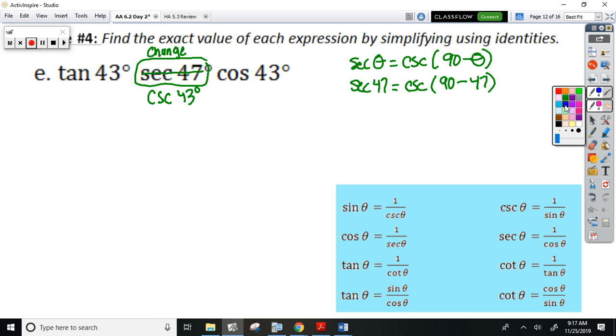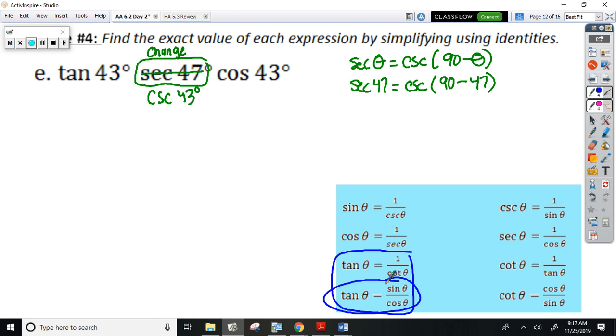All right, so now we need to change stuff to get it to match. Right now, nothing is even close to matching. So let's start with the tangent. Tangent, we have 2 options. We have 1 over cotangent, or we have sine over cosine. Since none of the other ones have a cotangent in it, I'm thinking let's start with the bottom one. So I'm going to change tangent of 43 to be sine 43 over cosine 43.